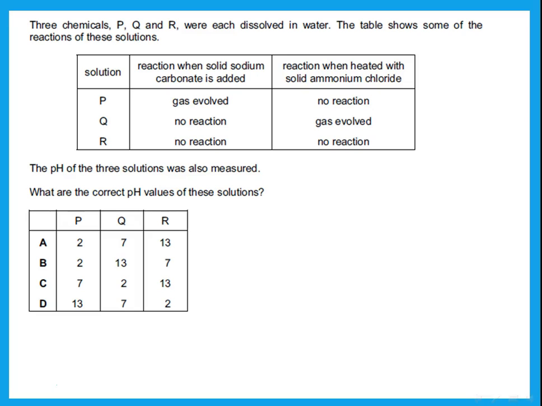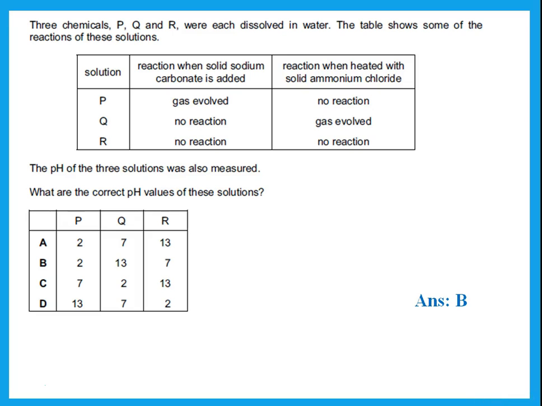Then Q, if you add it to carbonate, no reaction. But if you add it to ammonium, you get a gas. And we said, what do we add to ammonium salts to get ammonia? That has to be a base. So base has pH 7 or 13? 13. So B must be my correct answer.